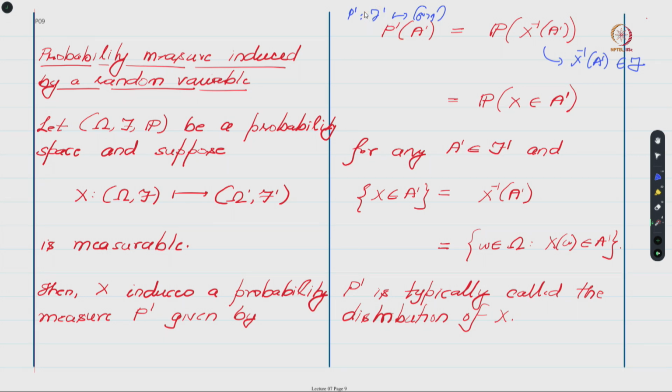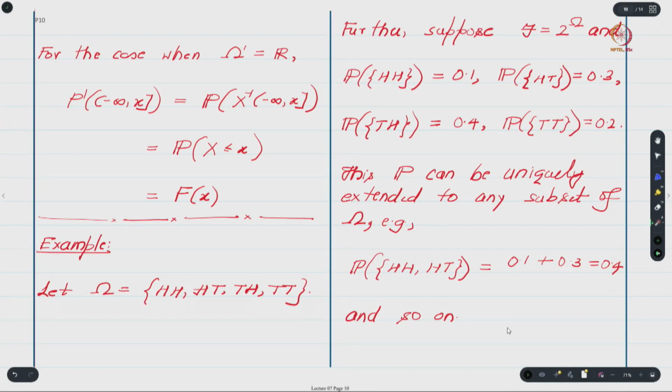Is this okay? That is why we say that a random variable X is extending this probability measure that is defined on the original space to this new measurable space Omega', F'. Is this okay? And we will refer to this P' often as the distribution of the random variable X. Is this okay? Right, and when this Omega' is R, one can see that the interval minus infinity comma x is a subset of R, and this is an element in the Borel sigma field on R.